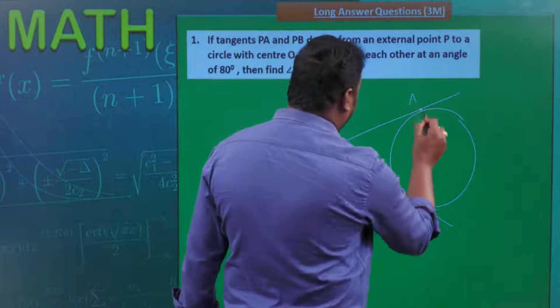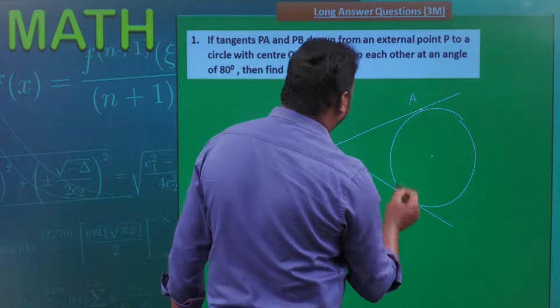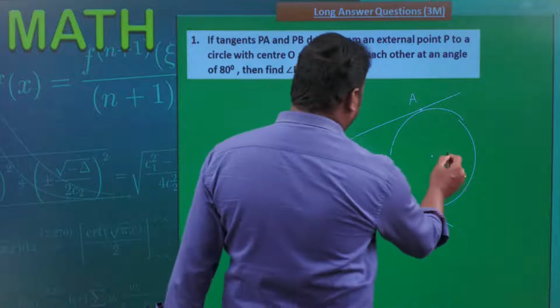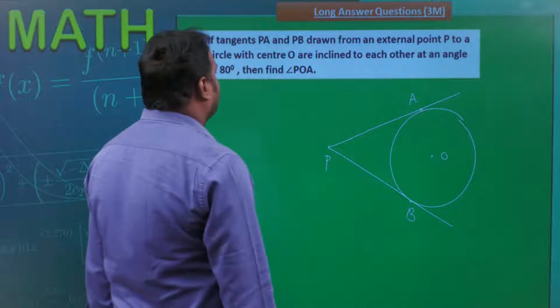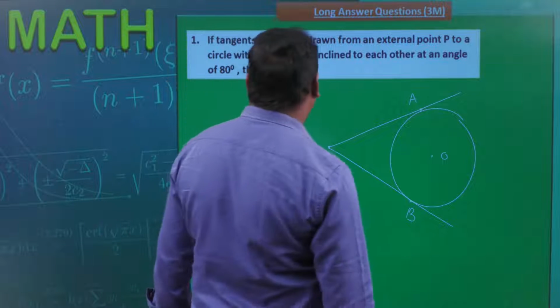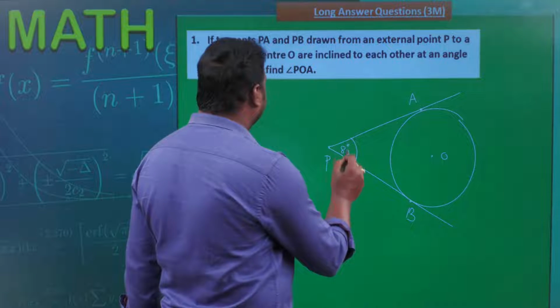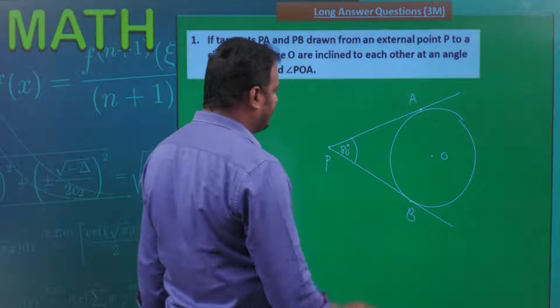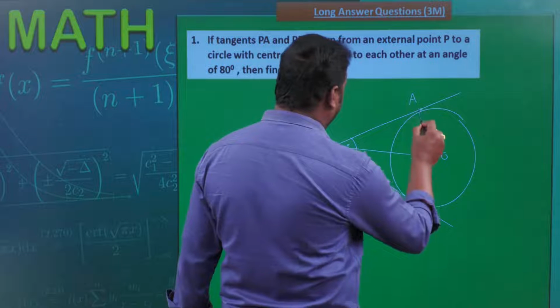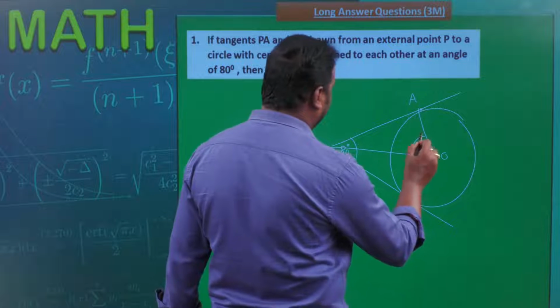This point of contact is A and this point of contact is B, and of course the center of the circle is going to be O, and they are inclined to each other at an angle of 80 degrees. So this is 80 degrees. Then find angle POA. So what is angle POA? This angle is equal to how much?